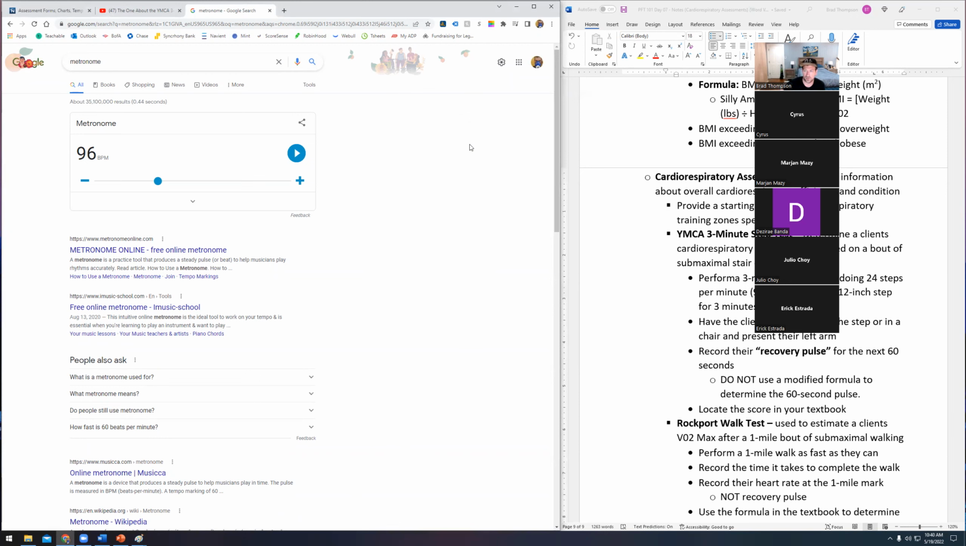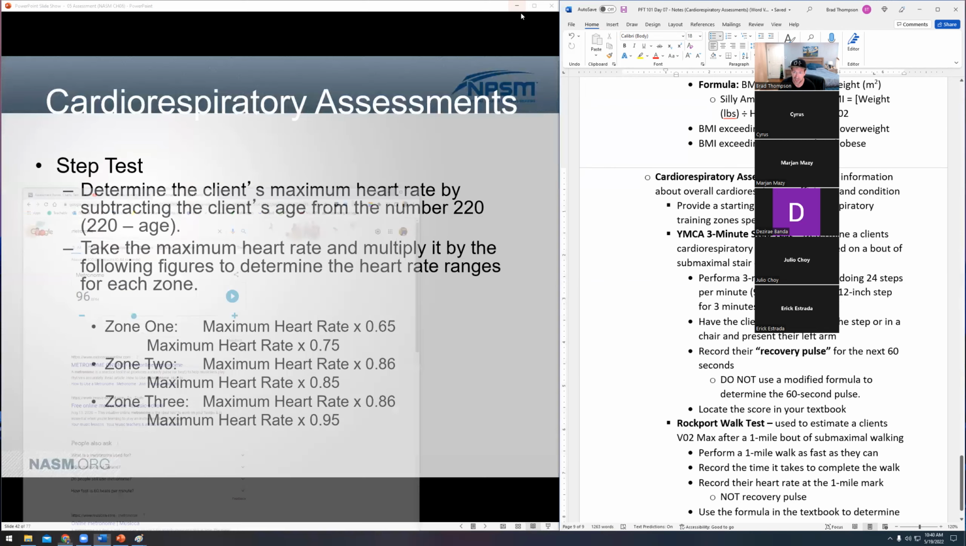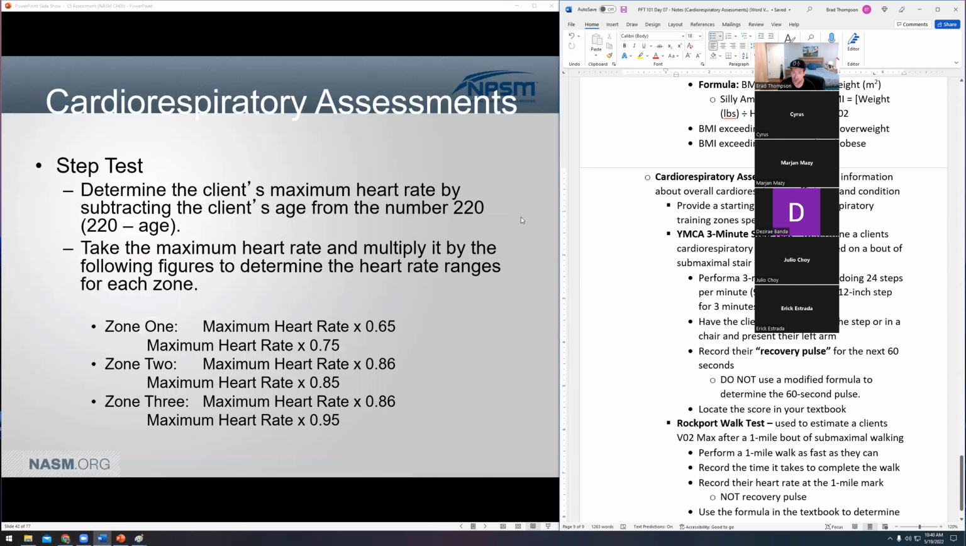I control all those variables, right? So I put my client on the step, and it's literally 1, 2, 3, 4, up, up, down, down. I'm going to go for 3 minutes straight. Then I'm going to have them turn and sit, and we're going to take our client's heart rate. We are going to measure it for a full 60 seconds. This is really important, guys. Do not do 15 seconds times 4, 30 seconds times 2, 20 seconds times 3. Don't do anything like that.